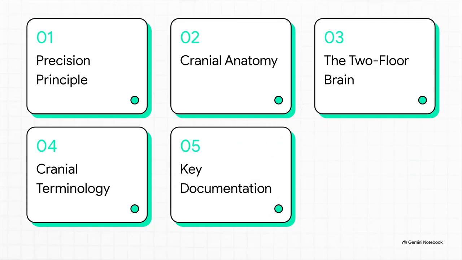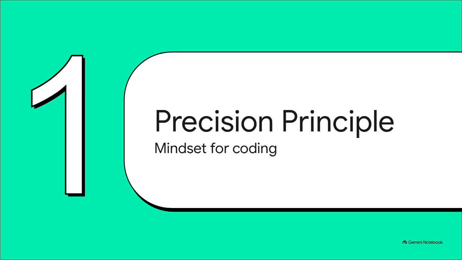Okay, so here's our game plan for today. We're going to cover the precision principle, navigate through cranial anatomy, explore the concept of the two-floor brain, break down some core cranial terminology, and wrap up with key documentation takeaways. Let's get right into it. Starting off with Section 1, the precision principle.